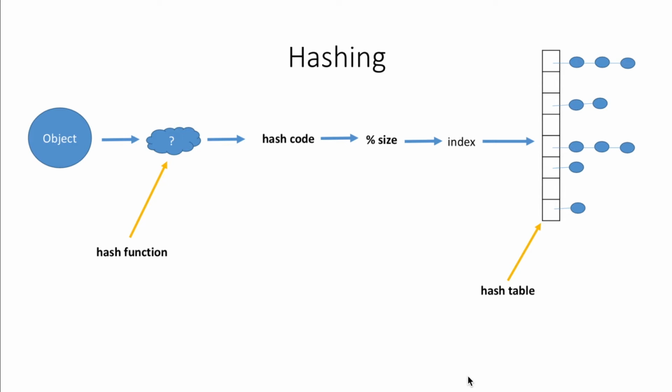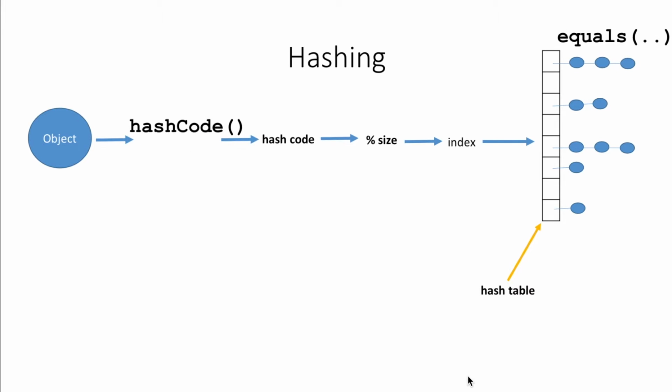First of all, is there already an object at that index? If there already is an object, we have to be sure, is it the same object or is it a different object? If it's the same object, maybe we just update the object. So to determine if it's the same object or different object, in Java we use the equals method. And for the hash function, we use the hash code.